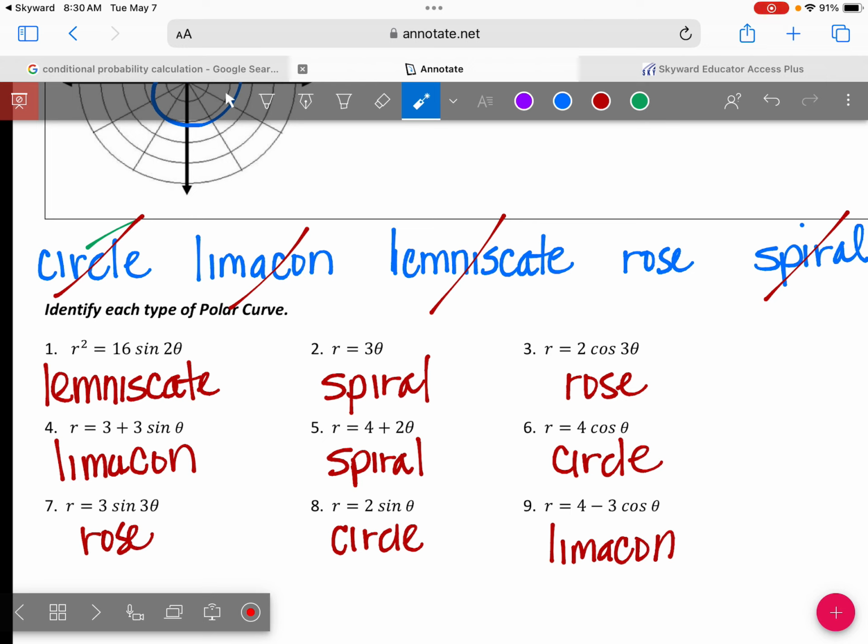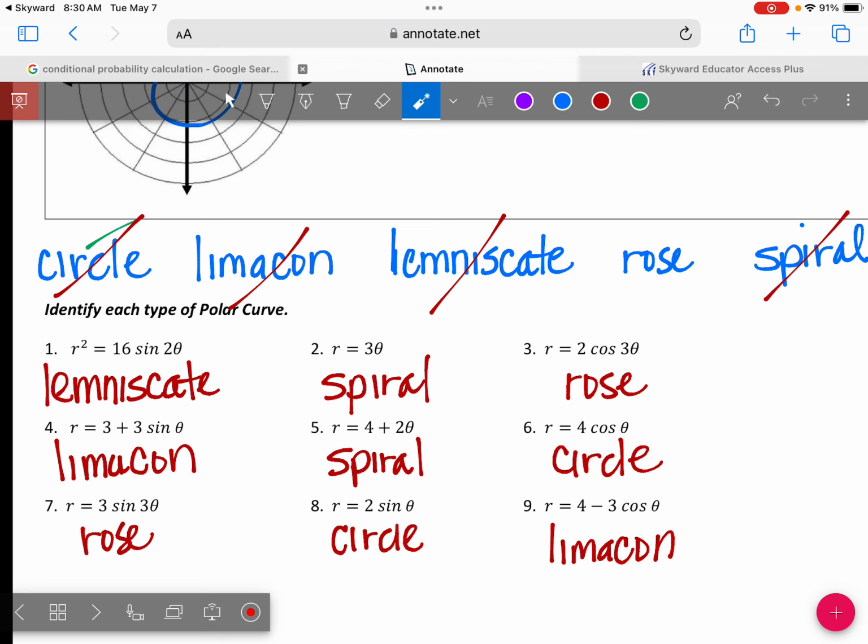So for our tables, for our projects, it has to be in radians. In the past, I did allow degrees. I'm not doing that anymore. If you would like to do it in degrees, you automatically lose 10%. But it's really not that hard to do it in radians.